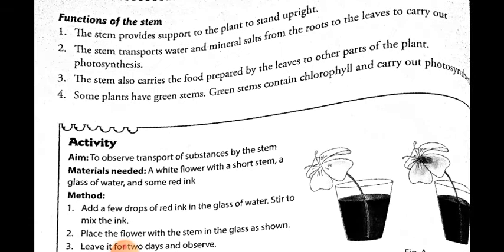Next, we will see the function of the stem. What is the function of the stem? The stem provides support to the plant to stand upright. The main function of the plant stem is to provide support to the plant to stand upright. As we have seen in the types of plants, a plant whose stem is thick will stand easily.